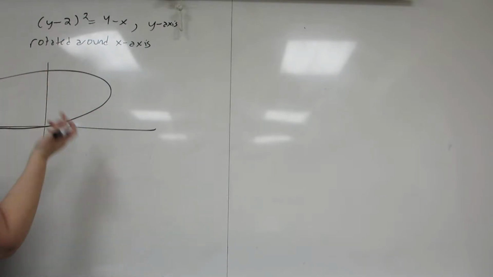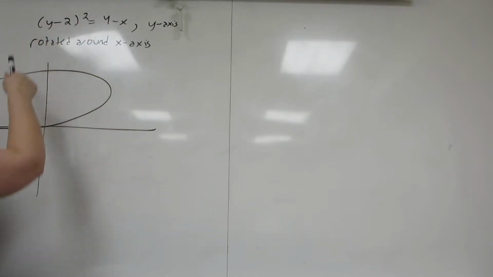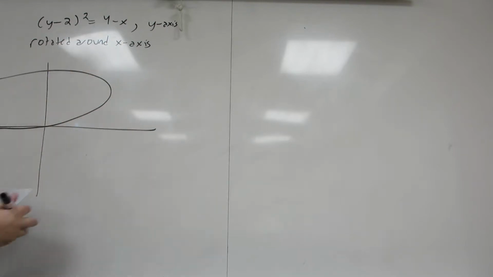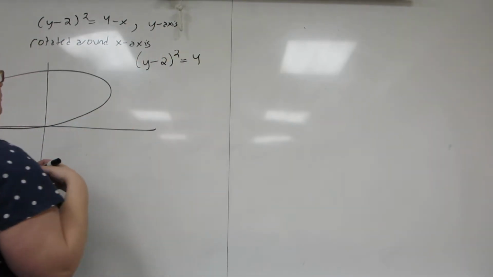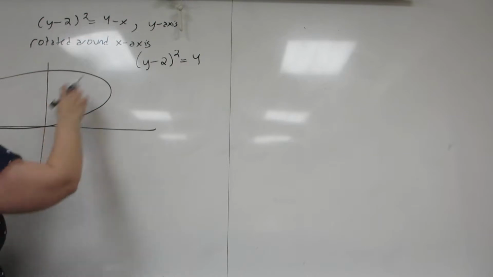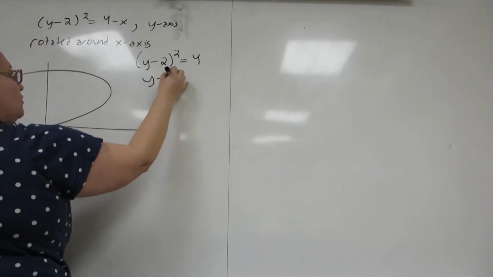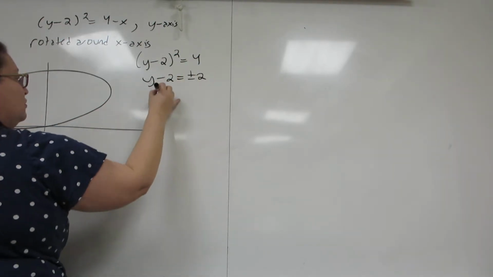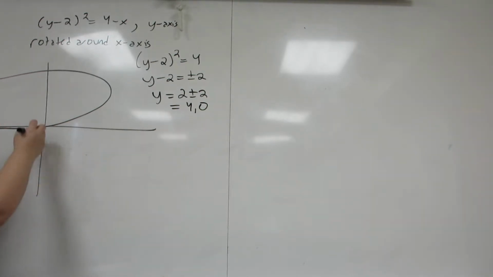If you plug in to find intercepts, if you plug in x equals 0, you get that y is 0, or you get that y is 4. We end up with two solutions from this. How am I seeing this? If you're trying to solve for the y-intercepts, since it needs to intersect the y-axis, I plug in x equals 0, so y minus 2 must be plus or minus 2. So y is 2 plus or minus 2, which gives me 4 or 0 for my intersection points.